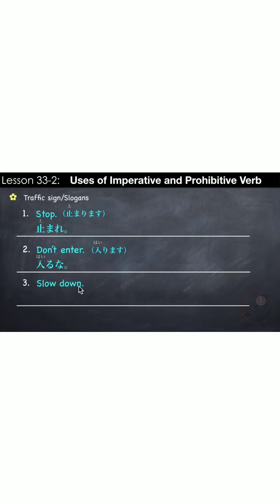And one more example is slow down. Slow down meaning to lower your speed. So we say 落とします or drop your speed. So our verb here is 落とします. スピード落とせ. Drop your speed, which means slow down.